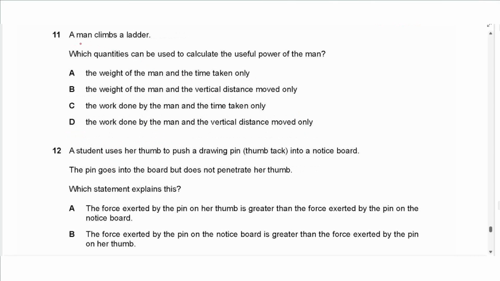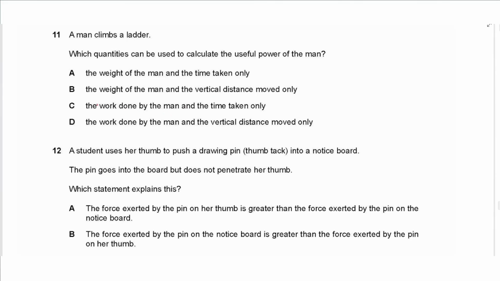Question 11 says a man climbs a ladder. Which quantities can be used to calculate the useful power of the man? The weight of the man and the time taken. So we have force and time only. No. The weight of the man and the vertical distance. This is useful to calculate the work, not the power.